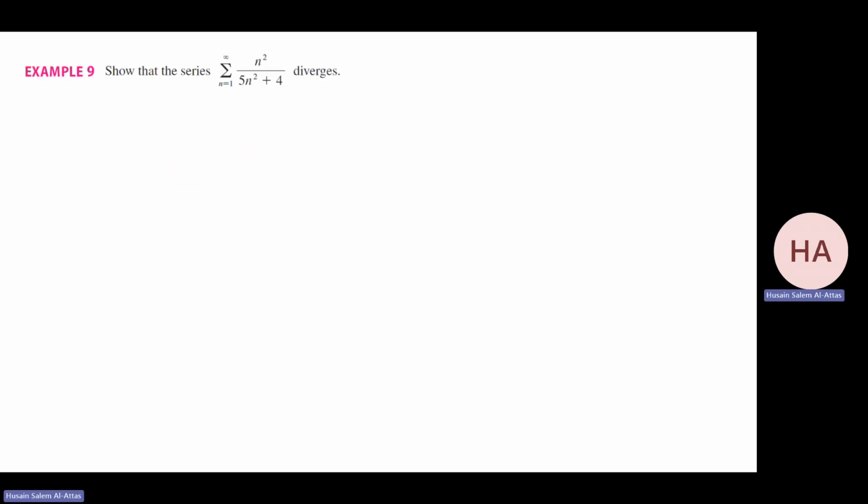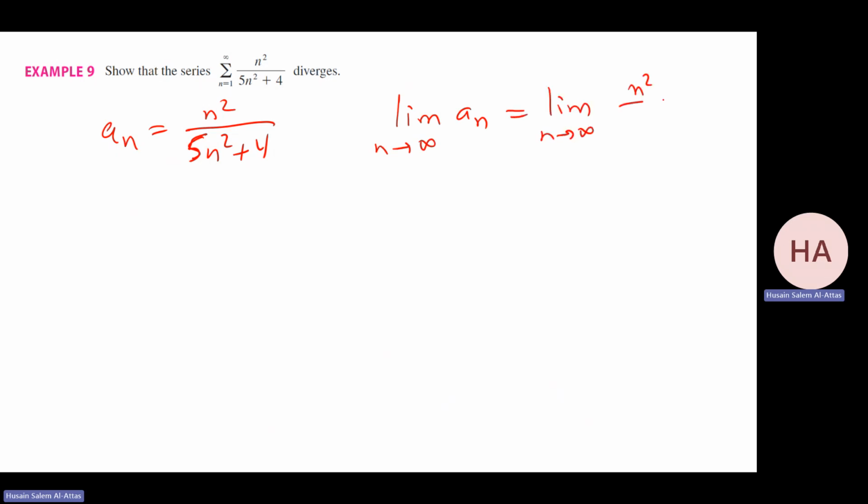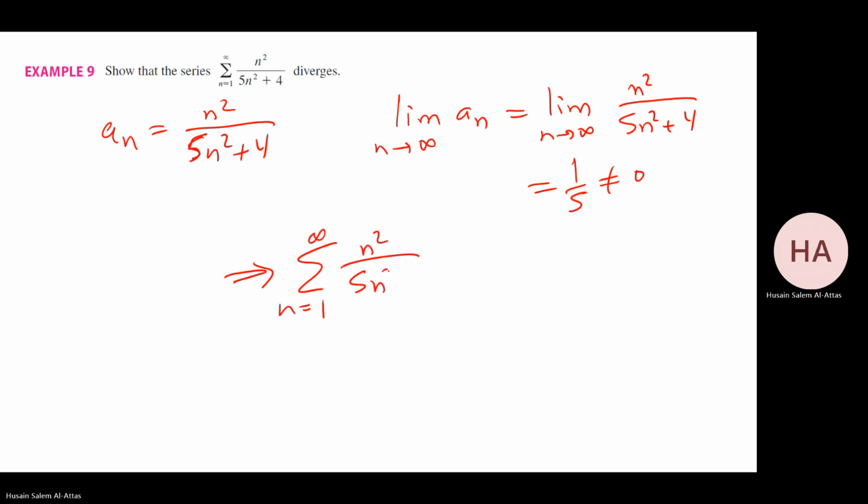Okay. This one, a_n will be what? n squared over 5n squared plus 4. Notice all these examples diverge. Just to show you the nth term test for divergence, it will be the limit as n goes to infinity of n squared over 5n squared plus 4. And that is what? Same degree, 1 over 5, not equal to 0 right away. This series diverges.